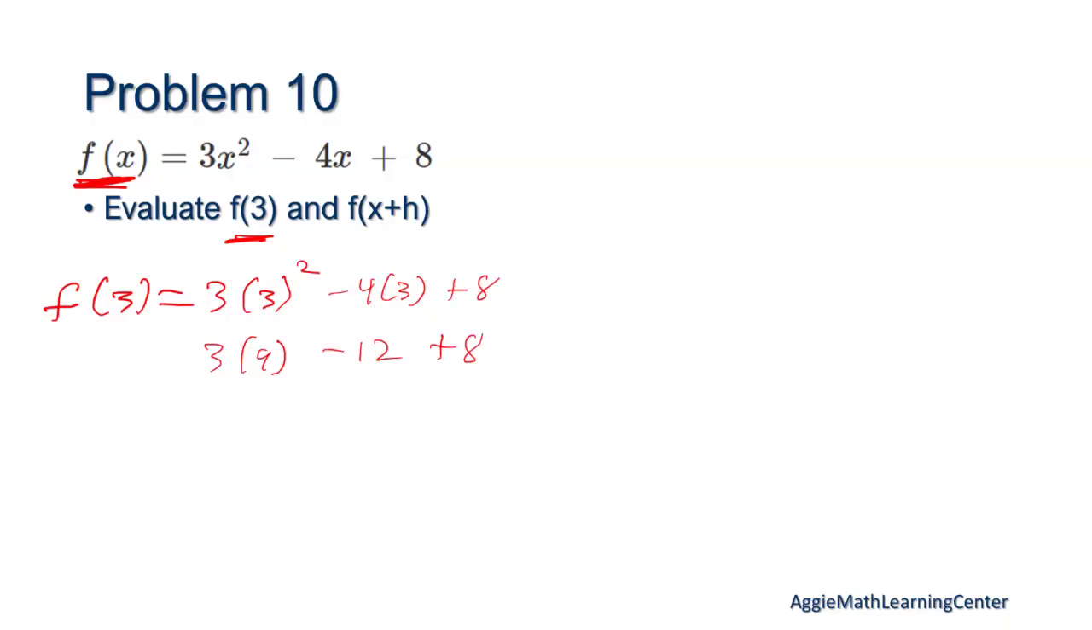So that's 27 minus 12 plus 8, which equals, so negative 12 plus 8 is negative 4. Plus 27 would be 23. And then if you have f of x plus h, then you could plug in x plus h for all your x values.